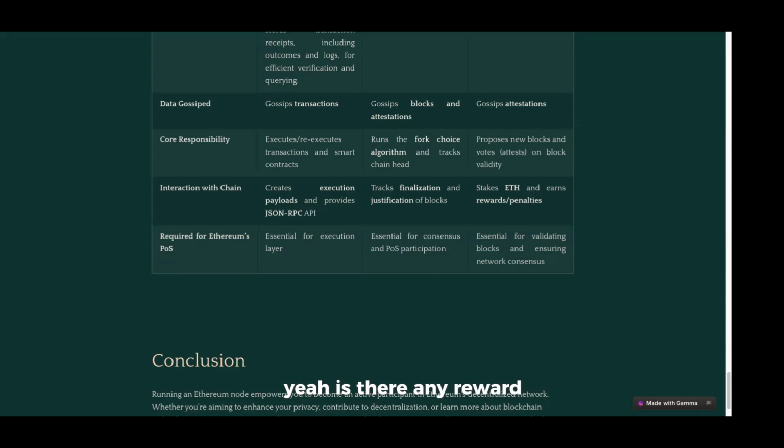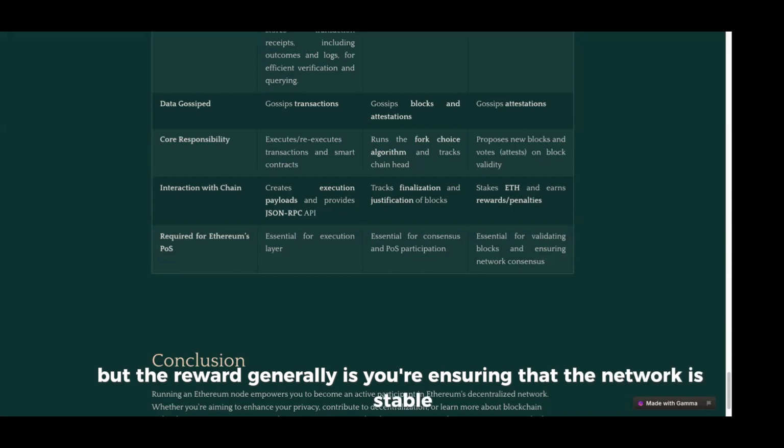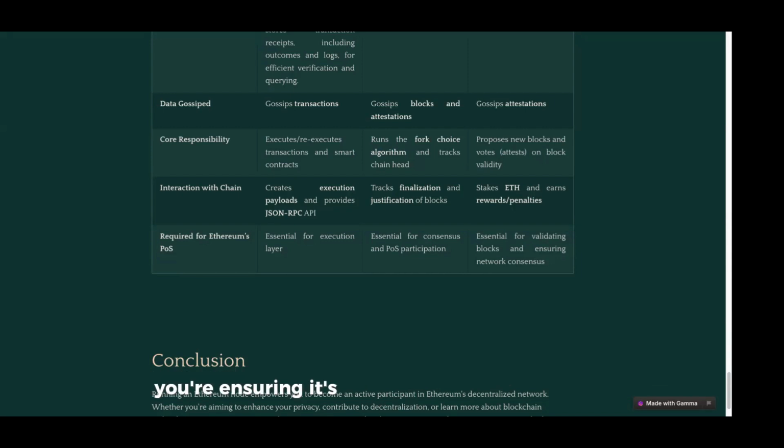Is there any reward for basically running a node? There's no reward for you in terms of payment, but the reward generally is you're ensuring that the network is stable, stronger, and more decentralized. From a protocol point of view, you're just ensuring that the network is robust, but you're not earning anything for participating, except if you're running a validator node.